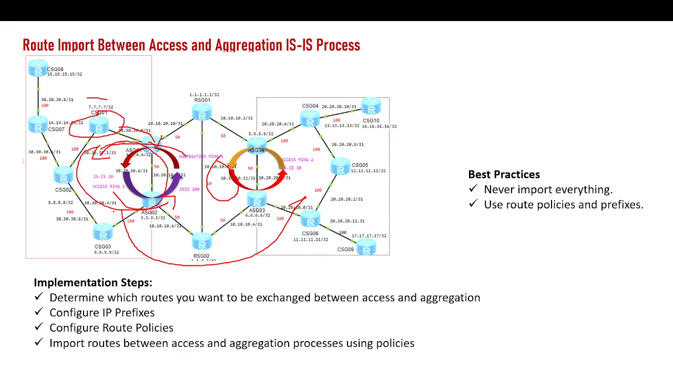Always use route policies to control the import and export of routes between the protocols, or between the access and aggregation. Then another thing, you use route policies and prefixes, because once you've identified what you want to import, you use the policies and prefixes to control what you are importing between the access and aggregation. To the next slide, unless there is a question.